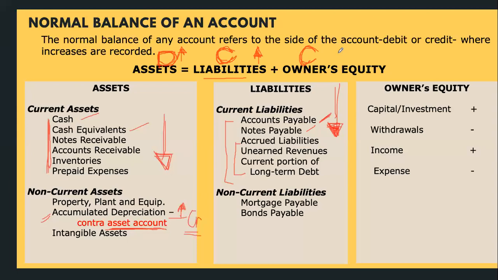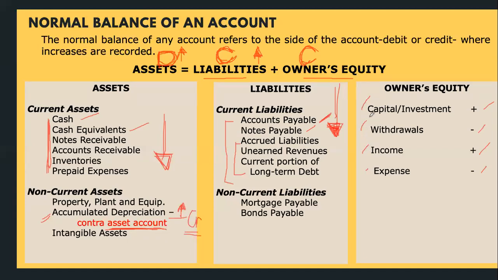But take note that owner's equity has 4 components. Di ba nasa 4 components? You have the capital investment, withdrawals, income, and expenses. In computing the owner's equity balance, capital investment is plus, withdrawals is minus, income is plus, expenses is minus. So, although the normal balance of owner's equity is credit, each component has its own normal balances. Si capital, si withdrawal, si income and expense.